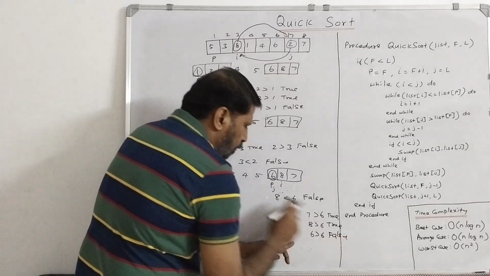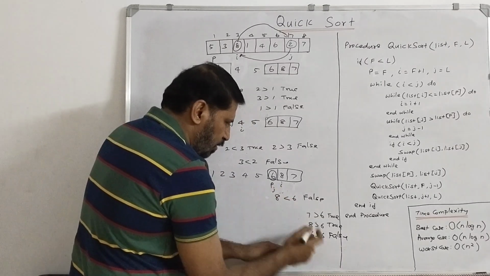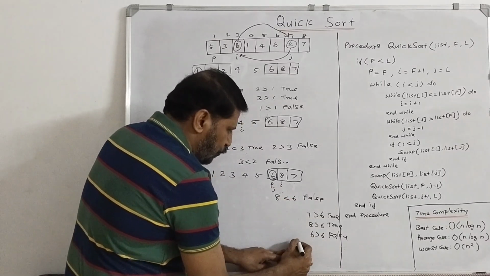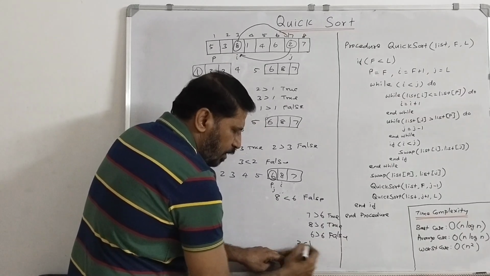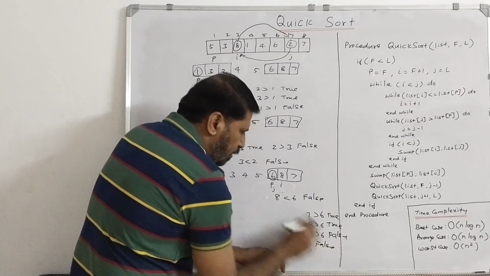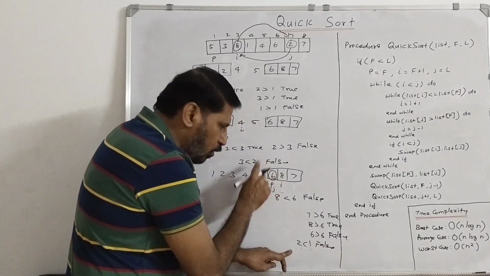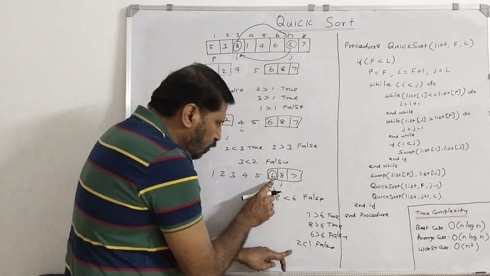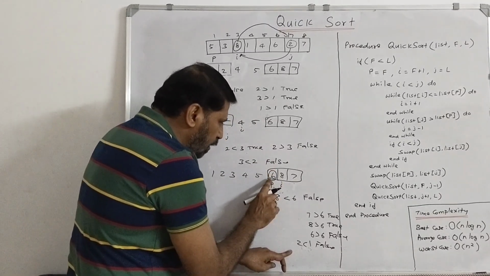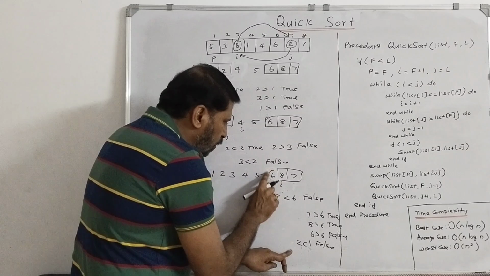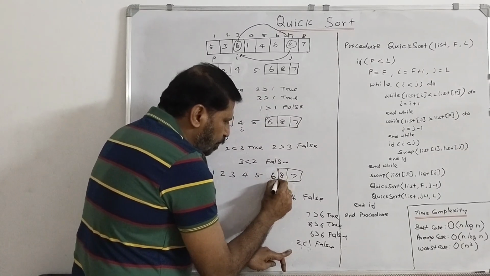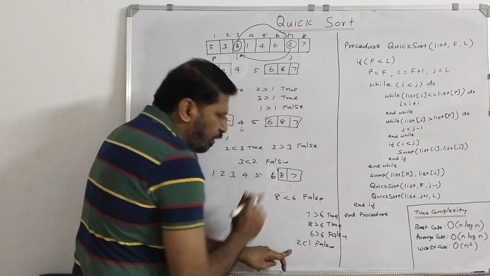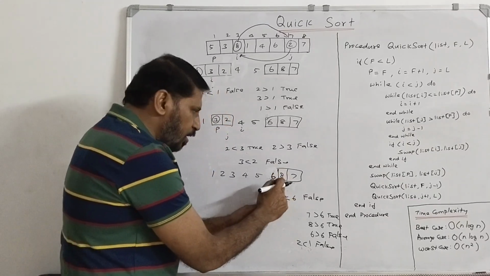If false, we have to check the I and j values. What is the I value? I value is 2. J value is 1. So 2 less than 1 is also false. If it is false, we have to interchange pivot and j. Pivot and j are the same number, so this is also sorted. We are taking 6 and replacing 6 in the same place. So this is also sorted. Now the unsorted numbers are these two.